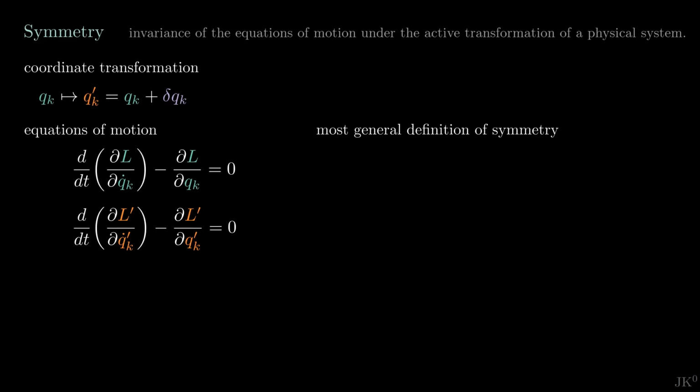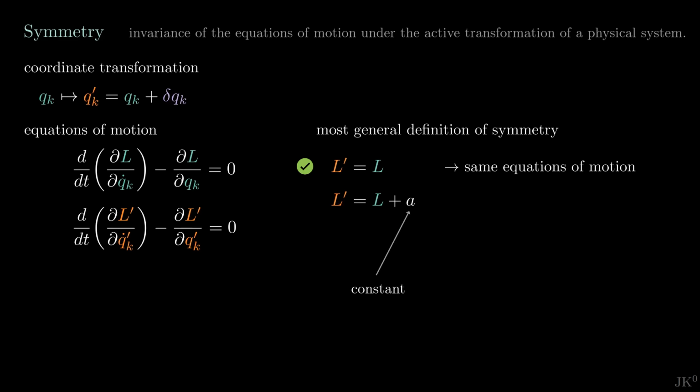From the previous examples, we could define a symmetry as a transformation that leaves the Lagrangian unchanged. This indeed produces the same equations of motion, so it works. However, notice that the new Lagrangian could differ from the original by a constant, and we still get the same equations of motion. This means that an invariant Lagrangian is not the most general statement.